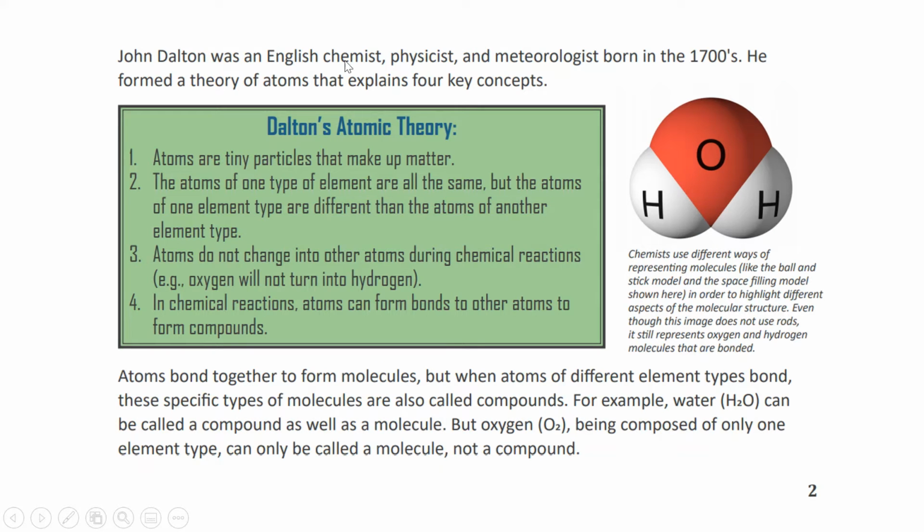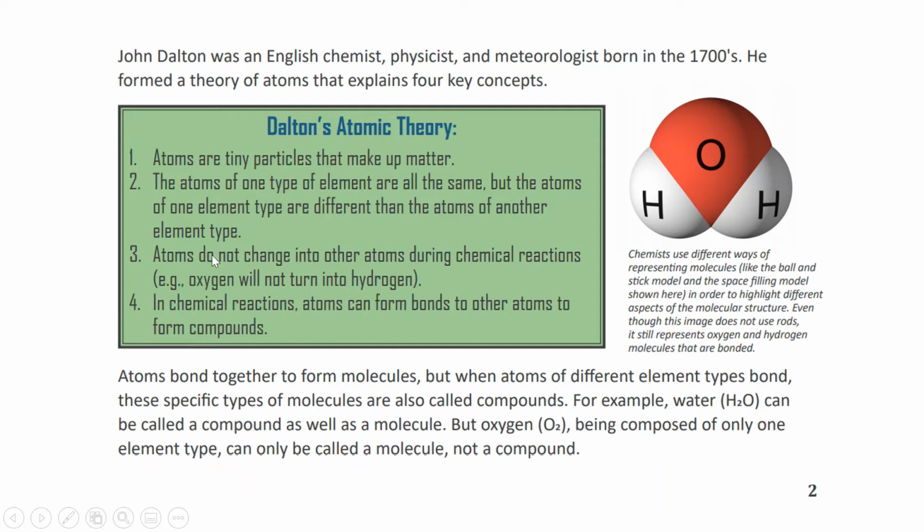John Dalton was an English chemist, physicist, and meteorologist born in the 1700s. He formed a theory of atoms that explains four key concepts. Dalton's atomic theory: 1. Atoms are tiny particles that make up matter. 2. The atoms of one type of element are all the same, but the atoms of one element type are different than the atoms of another element type.